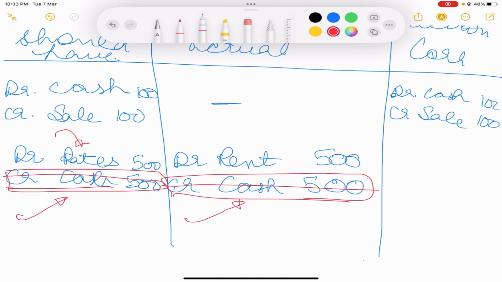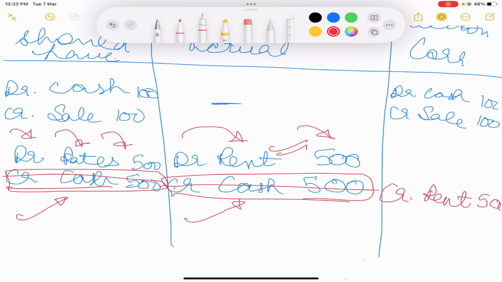But what did I do? I debited rent. So this is incorrect. But what is correct? I have to debit rates. So the incorrect thing, I will reverse it. If I credit out my rent, then my rent will get nullified and it will get removed and I will put my actual entry. So when I credit my rent by 500, the incorrect entry goes away, right? And what is the actual thing I had to do? Debit rates 500.